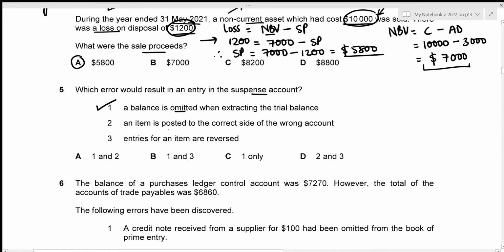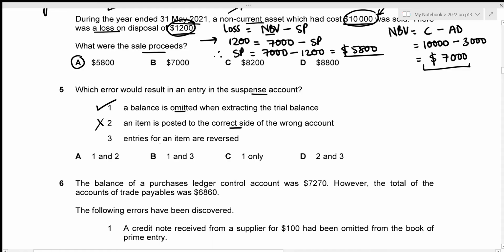Then the second one is an item is posted to the correct side of the wrong account. And this is just the description for our error of commission, which does not affect the trial balance, which means that it would not result in an entry in the suspense account. So this is not what we're looking for.